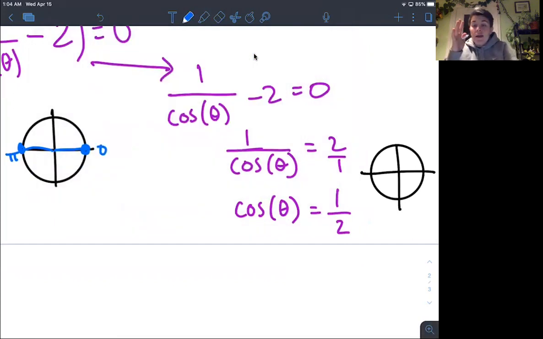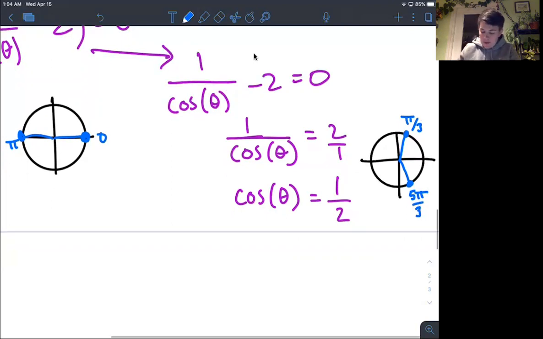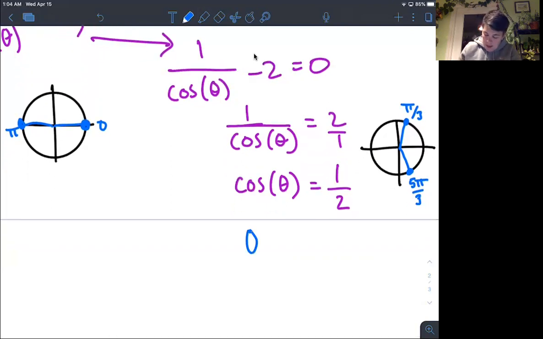So cosine of theta is 1/2. Cosine is the x value, sorry, rather than the y value. So that's going to be right there, and then it's going to happen again, another positive 1/2 down there. So that is at pi over 3, and this is 5 pi over 3. Shazam-a-rama. So for this one, theta equals pi over 3 and 5 pi over 3.